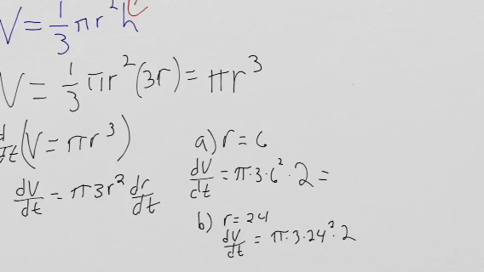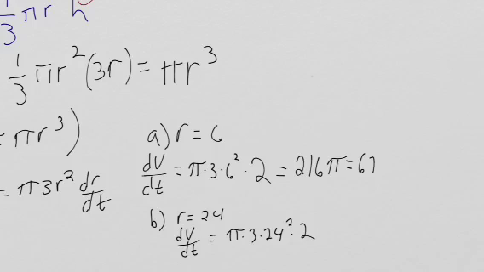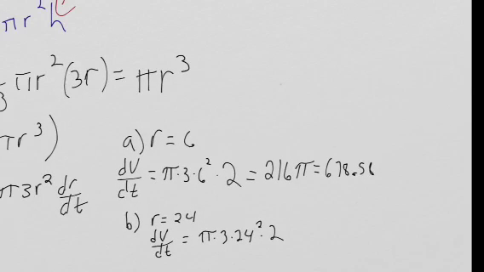6 squared is 36. 36 times 2 is 72. 72 times 3 is 216. So this answer is 216 pi, which is how it'll show up in most multiple choice answers. And in an FRQ, you don't want to simplify more than you have to because you don't get more points for simplifying more. But if you want to check your decimal answer, 216 times pi is just 678.58.